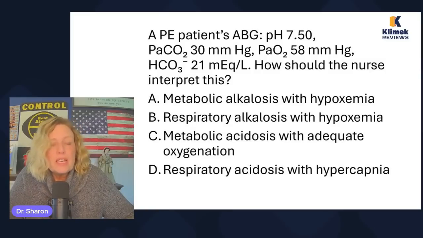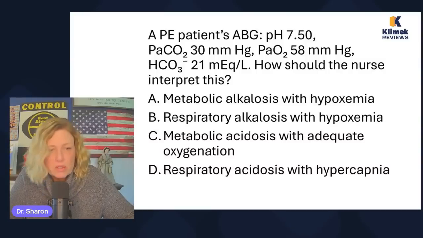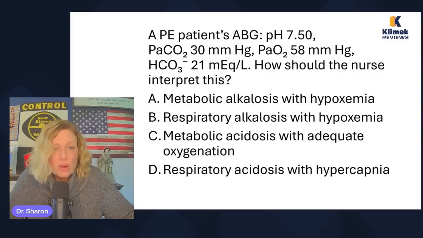A PE patient's ABG: pH is 7.5, PaCO2 of 30, PaO2 of 58, and a bicarb of 21. How should the nurse interpret this? Metabolic alkalosis, respiratory alkalosis, metabolic acidosis, respiratory acidosis. All right. Well, first of all, it's 7.5. Normal is 7.35 to 7.45. So if the pH is high, it's alkalosis. So it's either A or B.